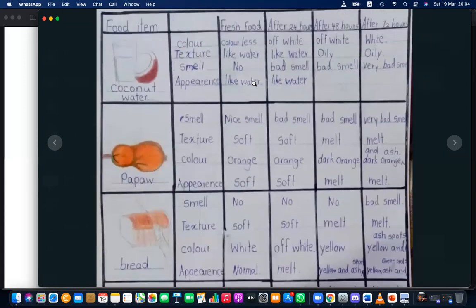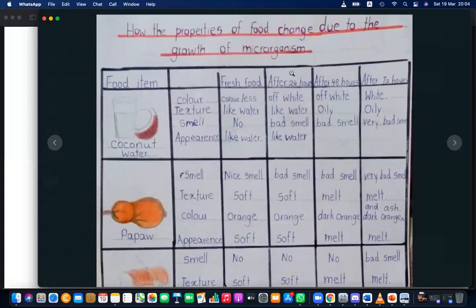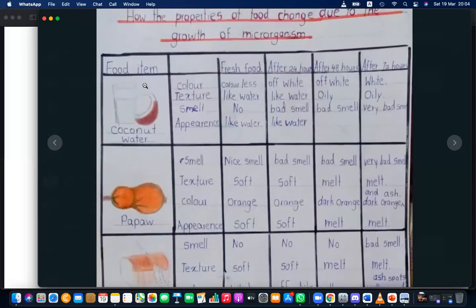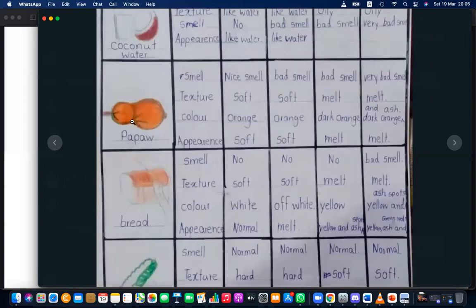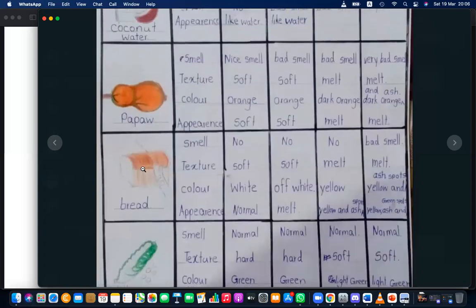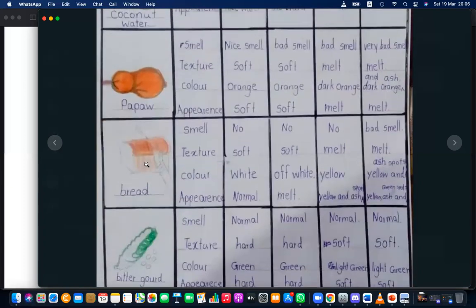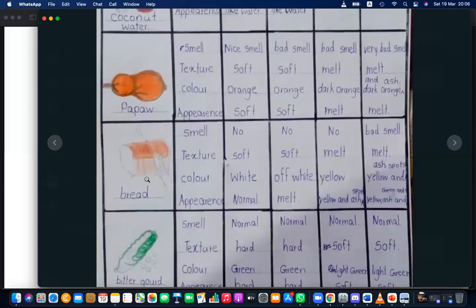After 24 hours, you can see the microorganisms are growing really fast on this coconut water. Why? Because the microorganisms experience the coconut water as food, and there is both moisture and food. It is open after breaking the coconut shell, and therefore it's easily accessible. Unlike the other things you have taken, like bitter gourd and bread, bread has much less moisture.